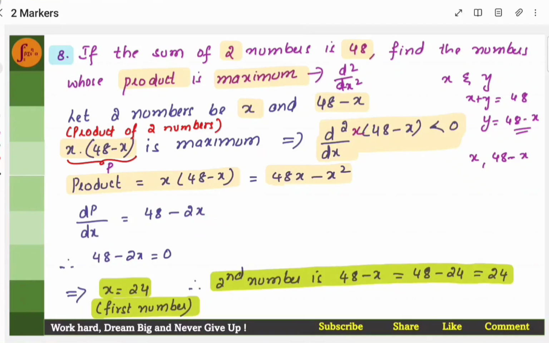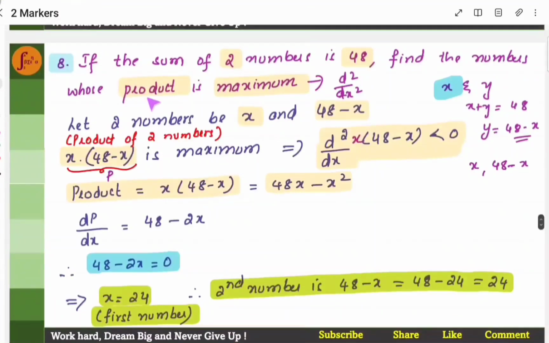Now I'll have to equate it to 0. You'll always have to equate the derivative to 0. That way I'll get the value of x. So what is x? X is my first number, so I got my first number. What is the second number? Obviously it's going to be 48 minus 24, which is 24 again. So the two numbers are 24 and 24. Now I have to verify that the product is maximum.